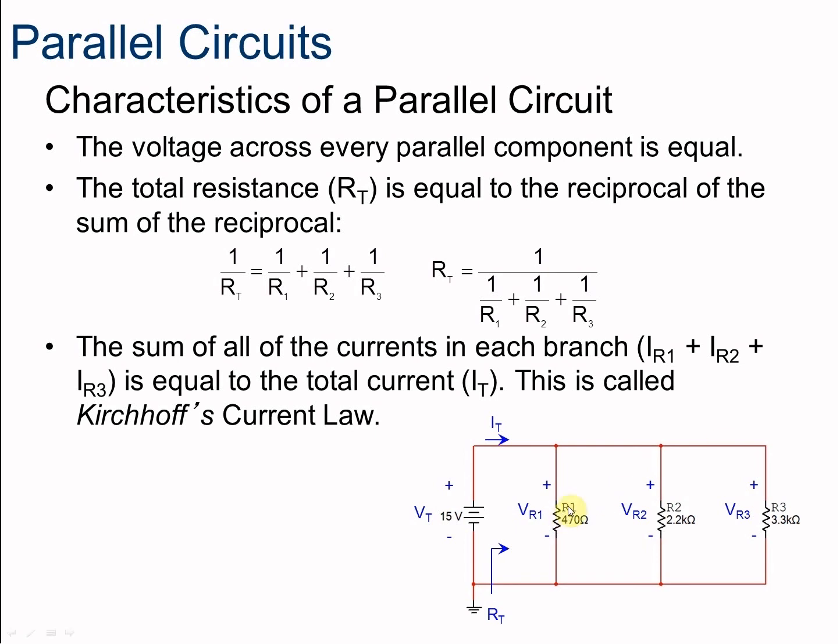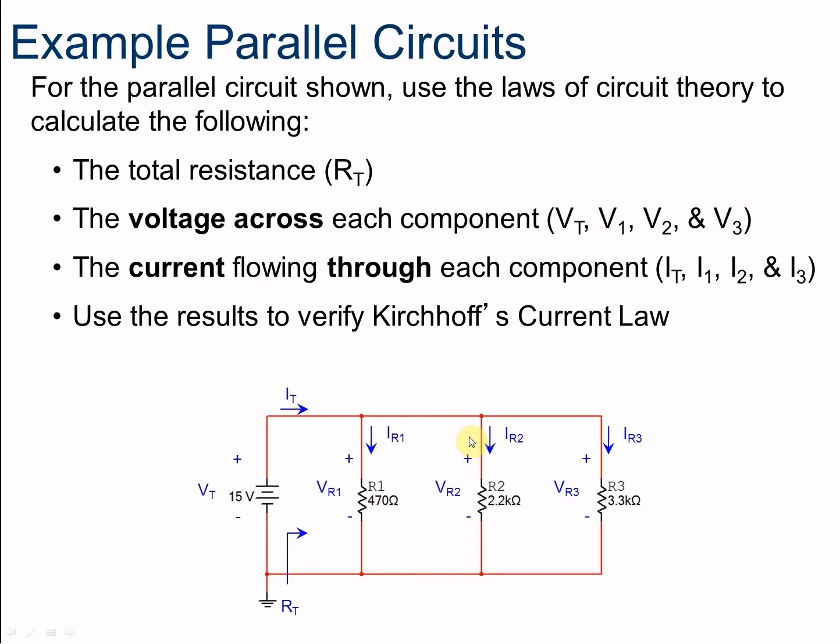Now, each one of these branches has a different resistor, so they're each going to experience a different current. You can apply Ohm's law to all three of these. Because the voltage is the same in all three of these branches, but the resistance is different, the current is also going to be different. But all these currents added together are going to be equal to the current that was traveling across this battery, or I total. Let's go ahead and solve for the total resistance of our circuit. We're going to solve for the voltage across each component of our circuit.